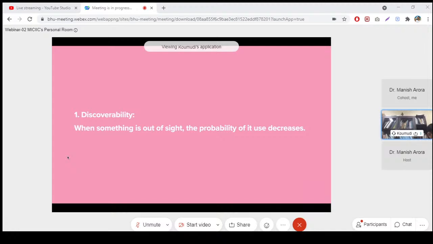Discoverability. When we interact with a product, we need to figure out how to work with it. The more discoverable or visible a design element is, the more likely your users will know about it and use them. When something is out of sight, the probability of its use also decreases. The trade-off between the hamburger sidebar menus and tab bar menus in mobile applications is a very recent design debate centered around this very principle of visibility.